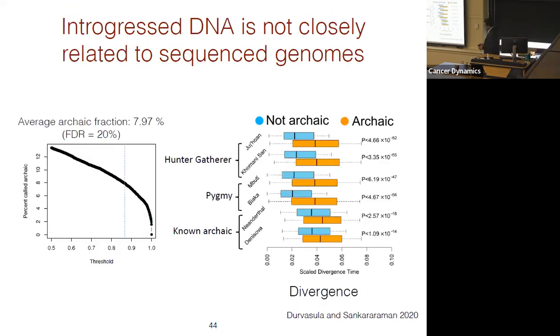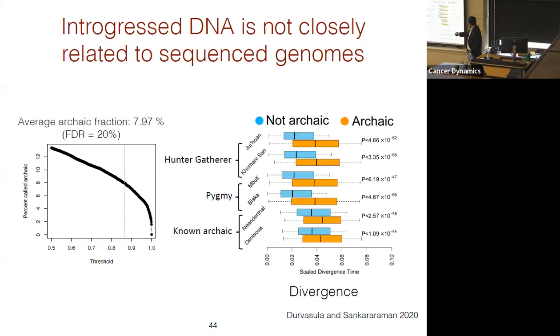And now we apply this to the African genomes. So applying this to the Yoruba and Mende, which are two of the West African genomes in the 1,000 Genomes Project, we estimate about 8% of this ancestry coming from this archaic ghost population. We can further analyze these putative archaic populations and compare them to existing genomes. For example, we can compare them to hunter-gatherer genomes, pygmy genomes, and known archaic genomes.